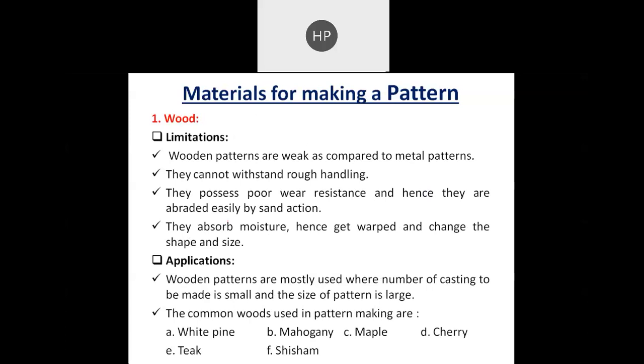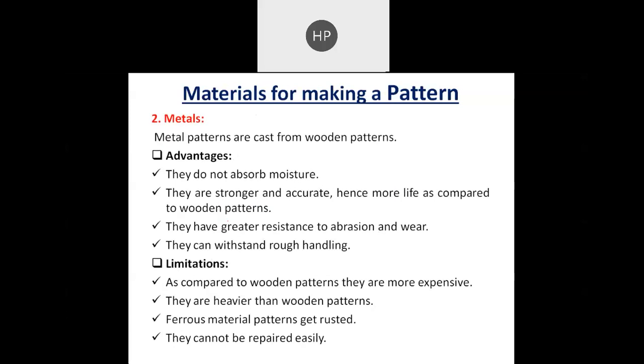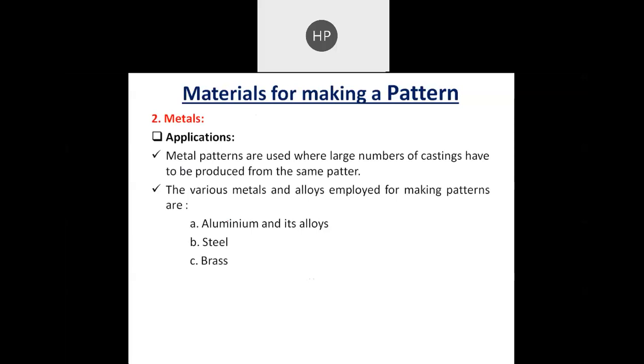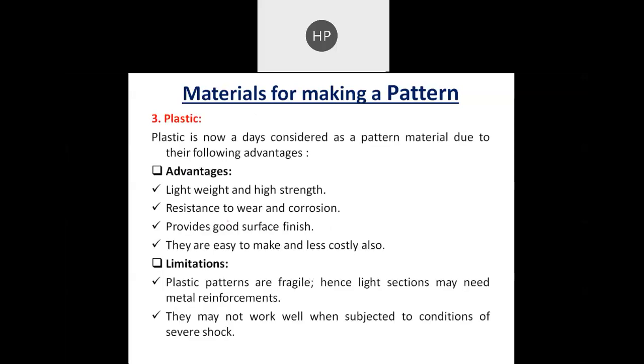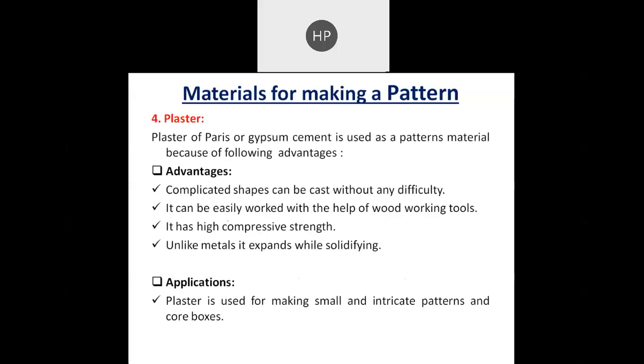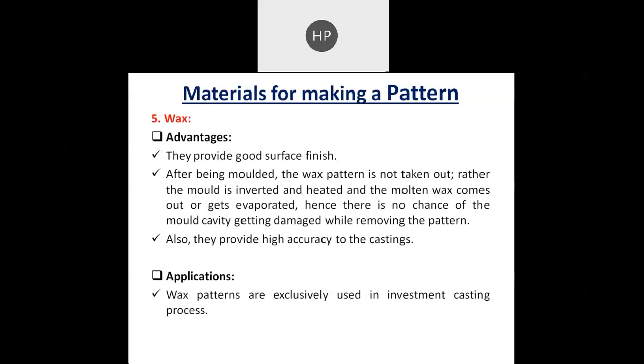Then we have talked about the metal pattern, its advantages and limitations. Then applications in different areas. Then we have talked about plastic as the pattern material, its advantages and limitations. Then plaster as a pattern material, its advantages, limitations and applications. And finally we have talked about wax as a pattern material, its advantages and its applications.